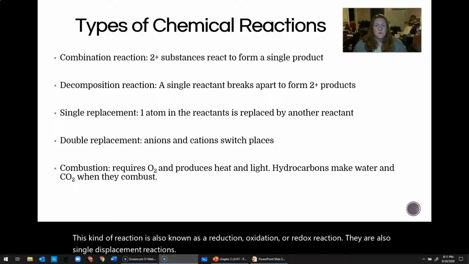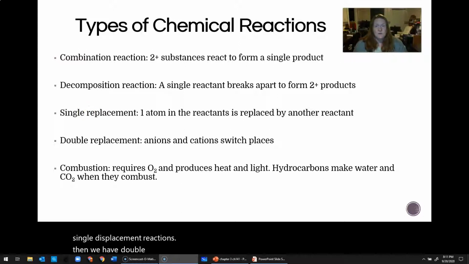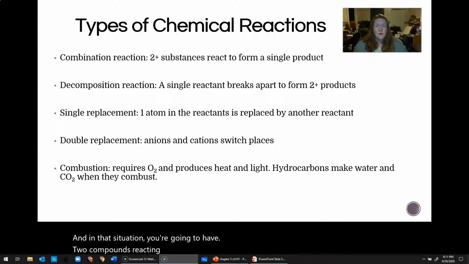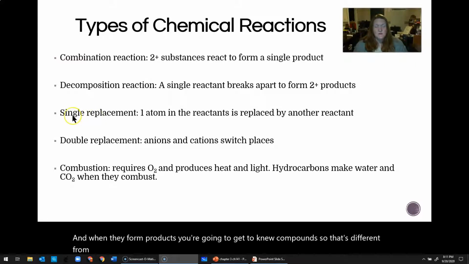Then we have double replacement, which is also called double displacement reactions. And in that situation, you're going to have 2 compounds reacting together, usually aqueous. And when they form products, you're going to get 2 new compounds. So that's different from single replacement because in single you have an element and double has just compounds.